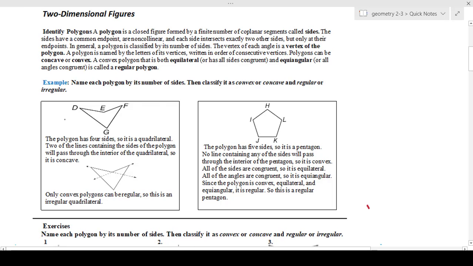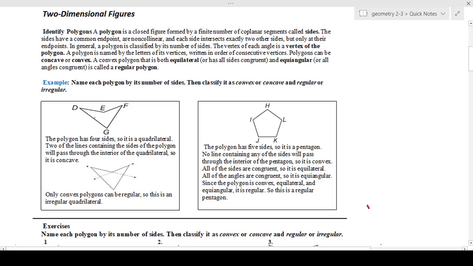Now, here the question is, name each polygon by its number of sides, then classify if it's concave or convex or irregular or regular. Okay, now first we're going to name it by its number of sides. Look at the example here.